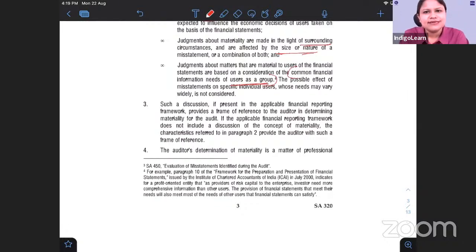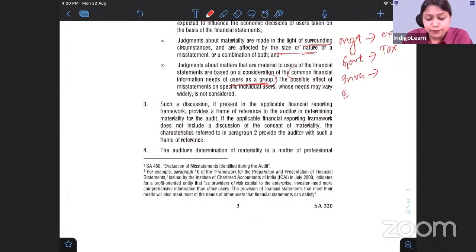What do you mean by this? Now tell me, we have multiple users of the financial statement. Who are all the users? We could say we have management, who will use the financial statement maybe to decide on the expansion plans. We have the government, who will use it to decide our tax liabilities. Then we have the investors, who will decide whether to invest in our business or not. Correct? Then we have the employees, who will be interested in the financial position of the business, to understand their bonus and all of those calculations. So there are going to be multiple users of the financial statement.